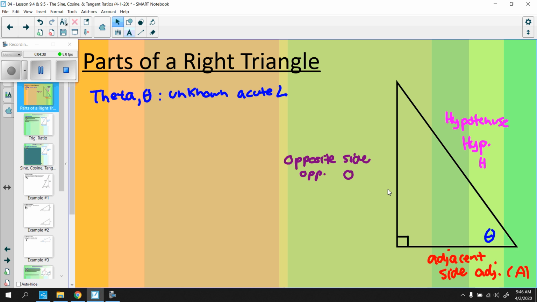So that's a little bit of the vocab that goes along. They're not super tough words. Theta's new, but opposite is like walking out from the acute angle. What side are you going to run into? Adjacent is the side that's right next to you. Opposite, adjacent, hypotenuse. All right, so let's get into some actual trigonometry.